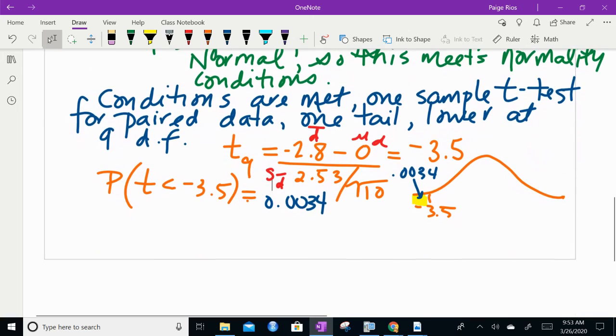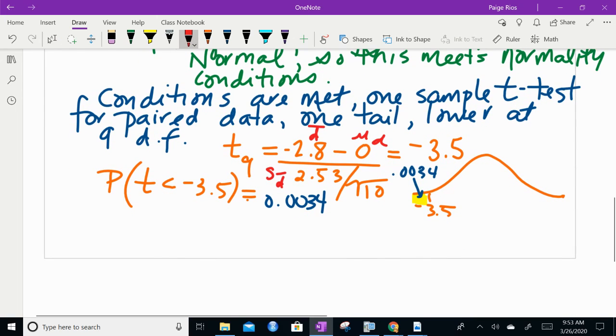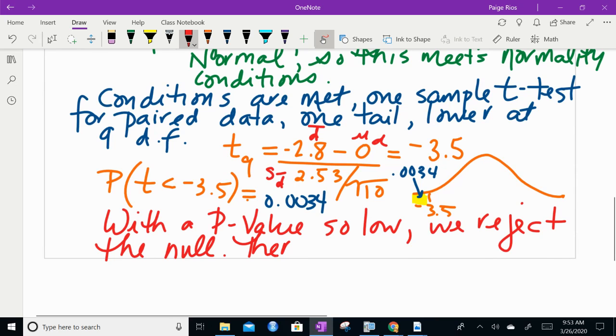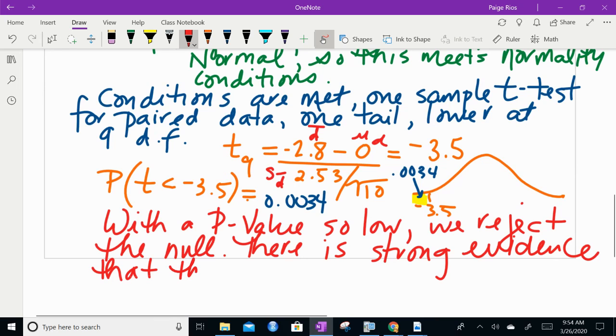So I'm going to go ahead and write my conclusion. With a p-value so low, we reject the null. There is strong evidence that the device lowers or reduces pulse rate.